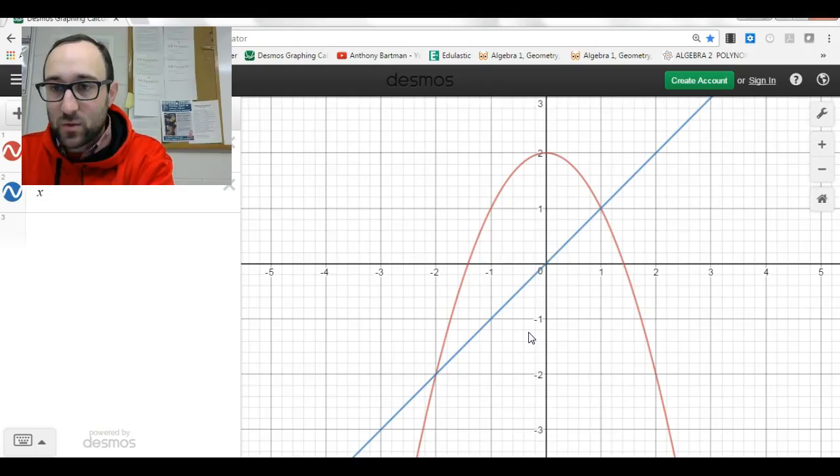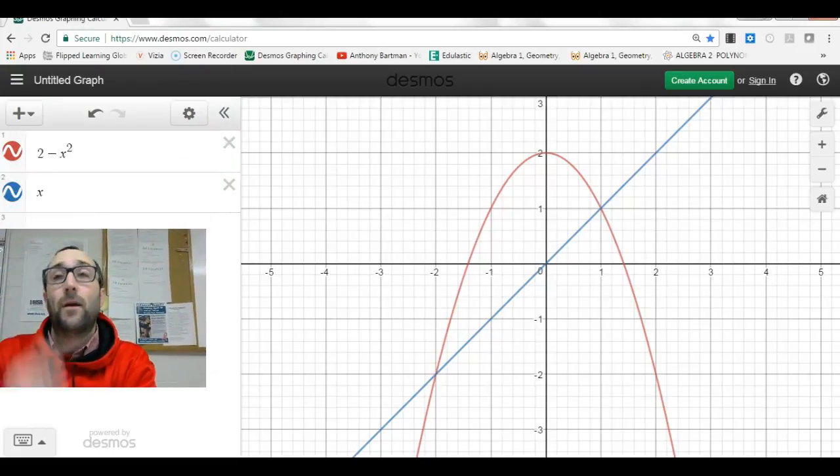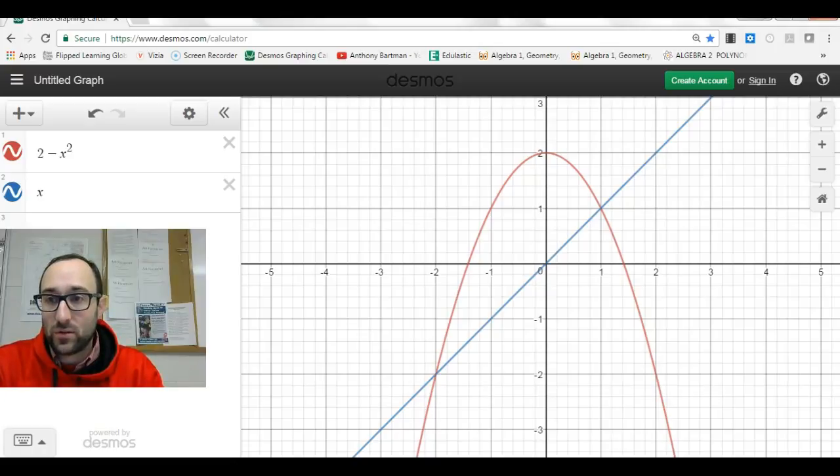Let's look at this one right here. I've got two equations, and they're in fact hiding behind me, so let's show them. They're up here. We've got 2 minus x squared and x. There are a couple of things we have to do. First, we need to figure out what our intervals are: where are we starting, where are we stopping? And then also, what's my top equation, what's my bottom equation, and then find the area.